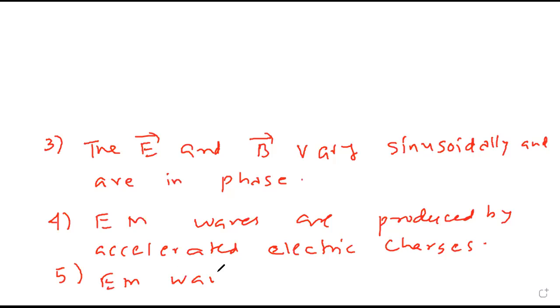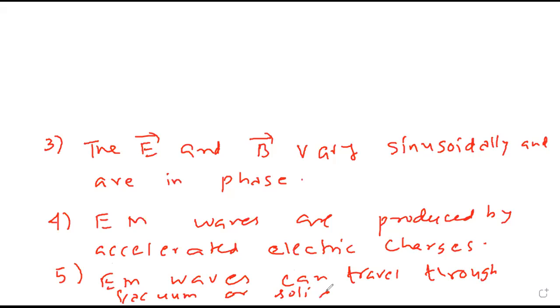Fifth, electromagnetic waves can travel through vacuum or solids, liquids, gases. They can travel through solid, liquid, gases and also through vacuum. Copy 5 points. Mostly the theoretical MCQ questions will be based on these characteristics.